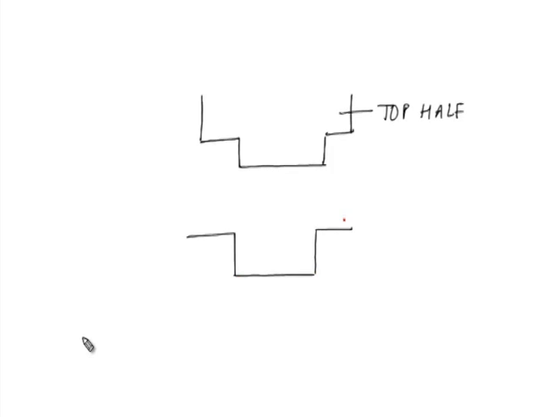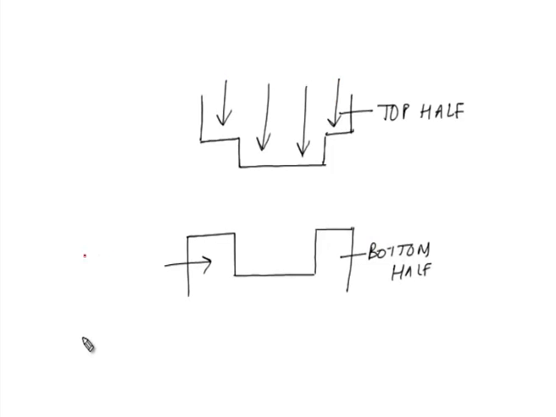So, on your screen you can see a diagram in which I have shown the top half of the mold. This is the top half, and on the opposite side we have a bottom half, this is the bottom half of the mold. Now, pressure is applied from the top, and the bottom half is stationary. The raw material is kept on the bottom half of the mold. This is the raw material.